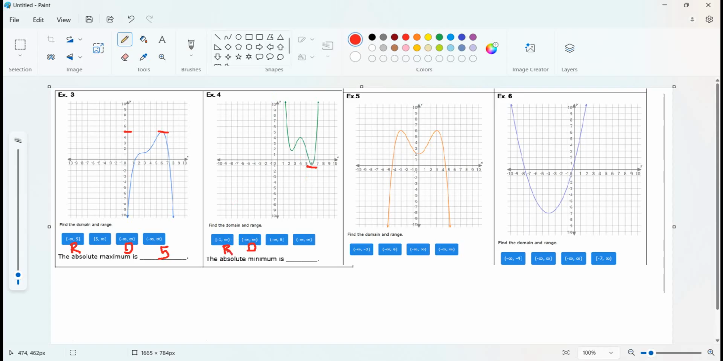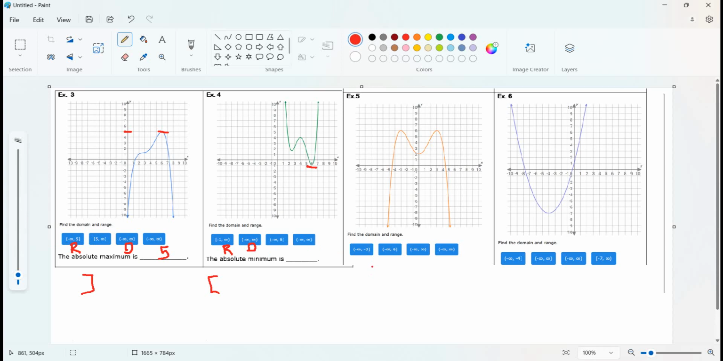So that's the range. And notice again that when there's an actual cap off for a value there, they use the bracket. Same thing that they did here. That tells us that that -1 is included and that 5 is included.